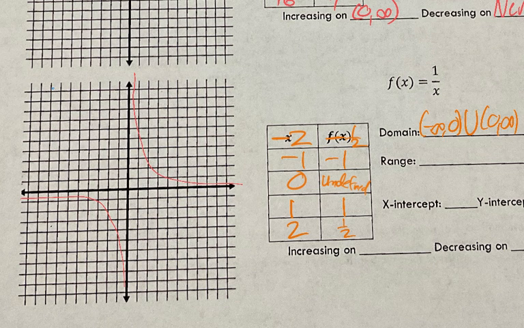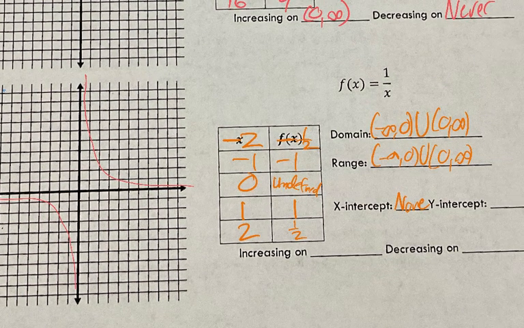What's the range? The list of y values. Negative infinity to 0, union 0 to infinity. That's it. What's the x-intercept? There isn't one. Wait, what? There isn't one. Where does it cross the x-axis? It doesn't. So where's the x-intercept? There isn't one. Where's the y-intercept? None. There isn't one. It gets really close.